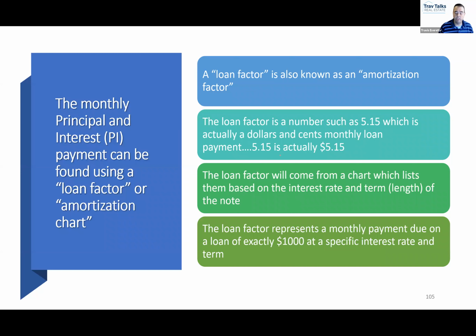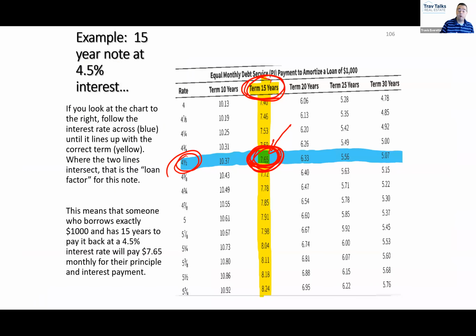So now let's talk about what that number represents. The number that you find on the chart represents the monthly payment on that loan if the borrower borrowed exactly, no more, no less, $1,000. So now I'm going to go back to this slide. If somebody borrowed $1,000 and took 15 years to pay it back at 4.5% interest, how much would they have to pay every month, folks? $7.65. As soon as that clicks in your brain, the chart will make so much sense.